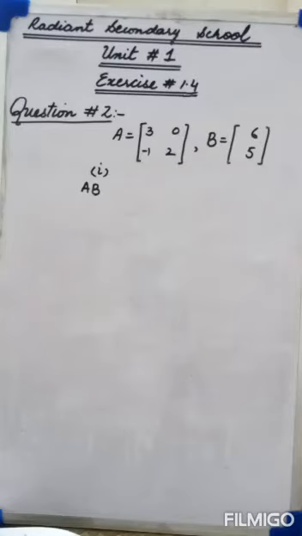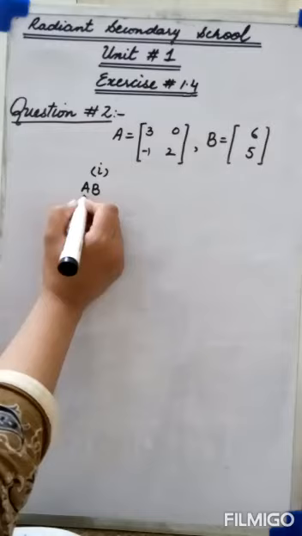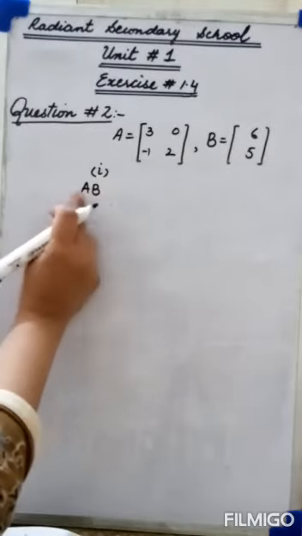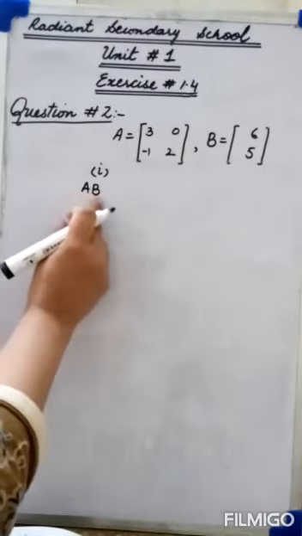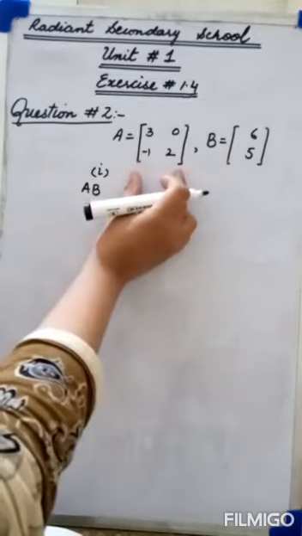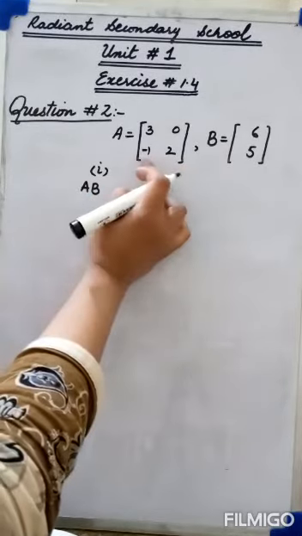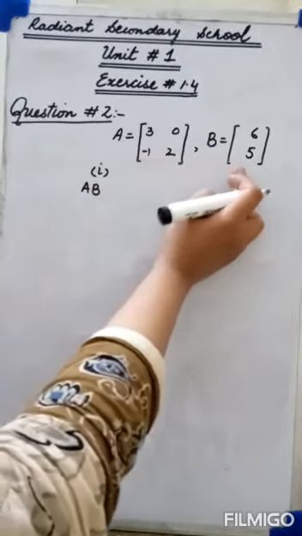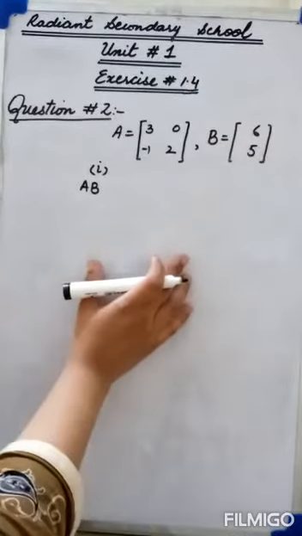Okay student, now this is question number 2 and we have to find the products AB and BA if possible. So first of all we have to write the possibility, yes or no, and then we have to justify our answer. First we will check the AB product. In the AB product, the first matrix is A and the second matrix is B. So we check the number of columns of A, which is 2, and the number of rows of B, which is 2. So the product is possible.